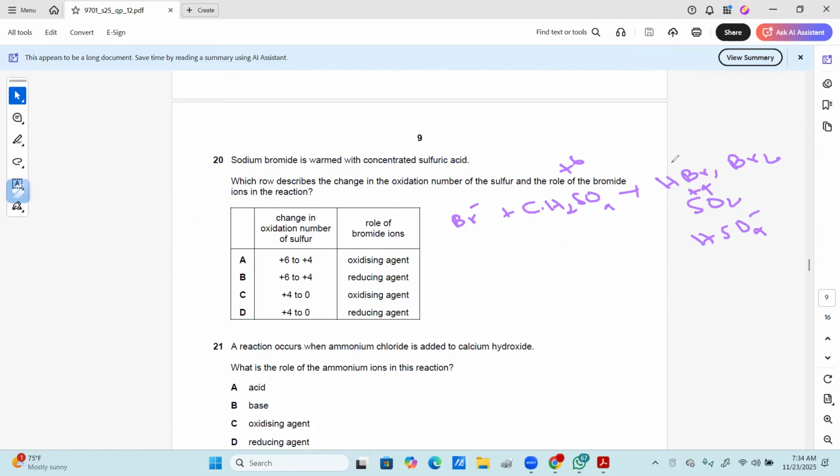Sorry, it undergoes reduction, therefore this is an oxidizing agent, but bromide is undergoing oxidation from -1 to 0. It is a reducing agent. So change in oxidation number, we have two answers. These two are correct. Role of bromide ion is the reducing agent. Only sulfuric acid is the oxidizing agent. So the correct answer is B.